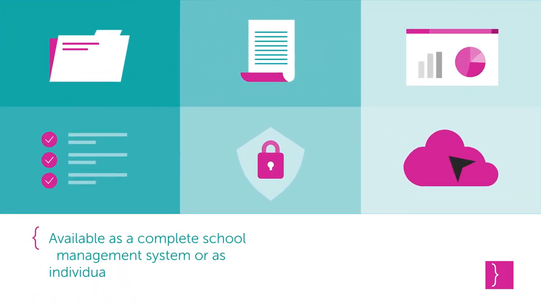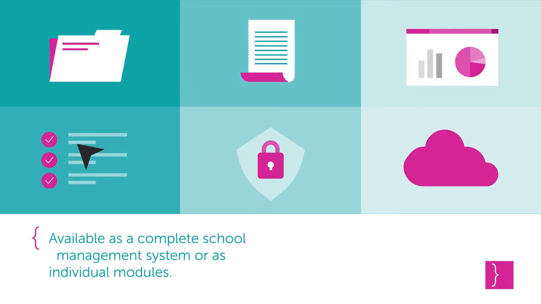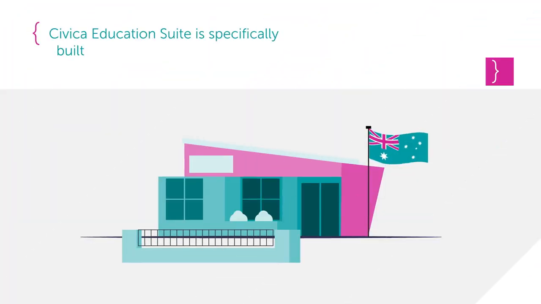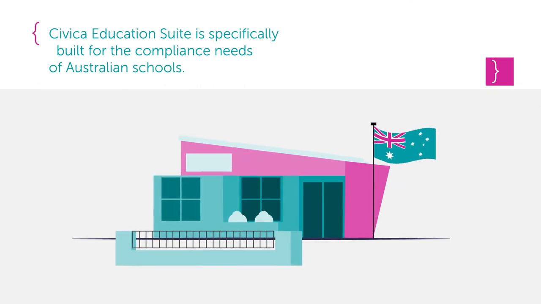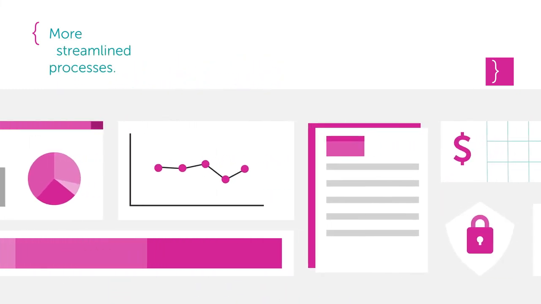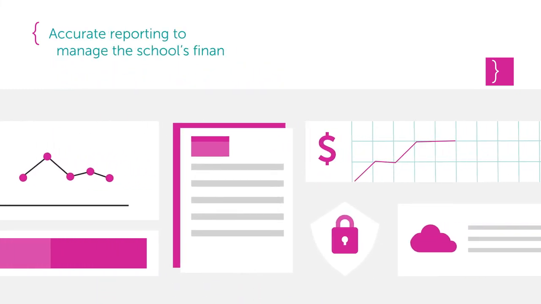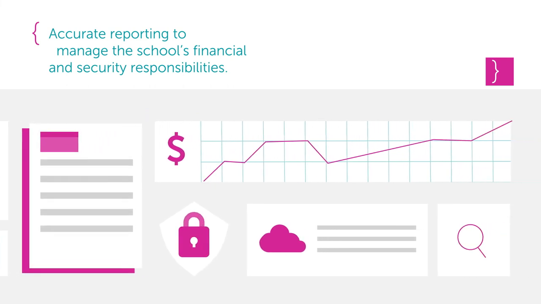Available as a complete school management system, or build the system module by module and implement them as and when you need them. Civica Education Suite is specifically built for the compliance needs of Australian schools to ensure more streamlined processes and accurate reporting to manage the school's financial and security responsibilities.